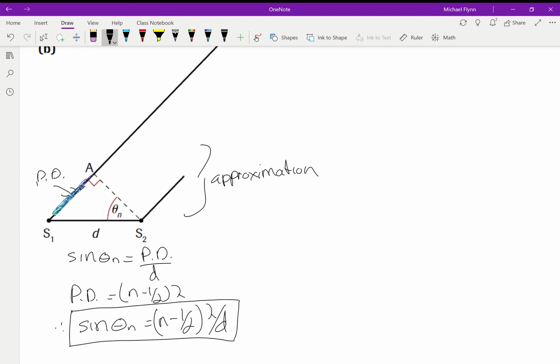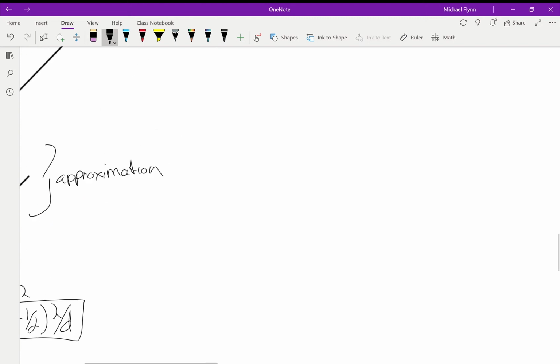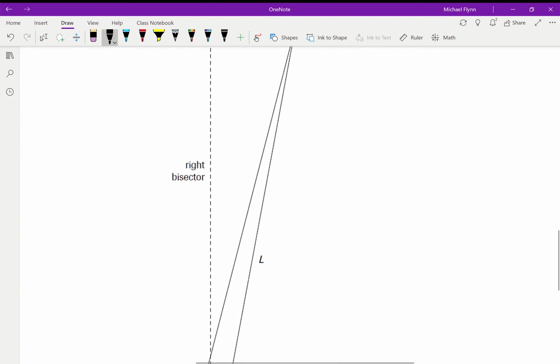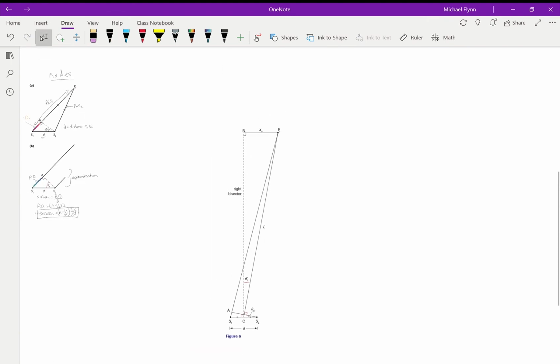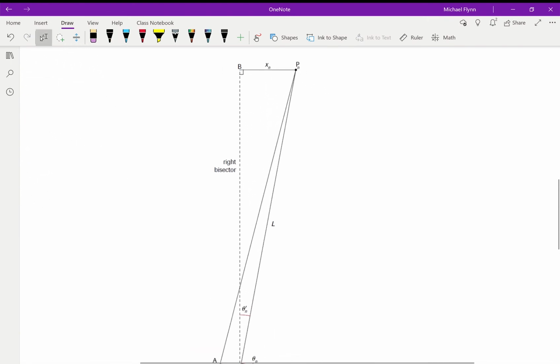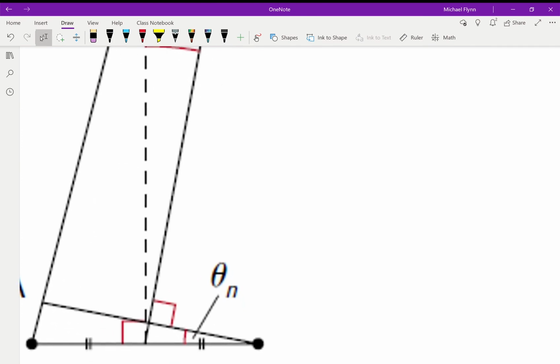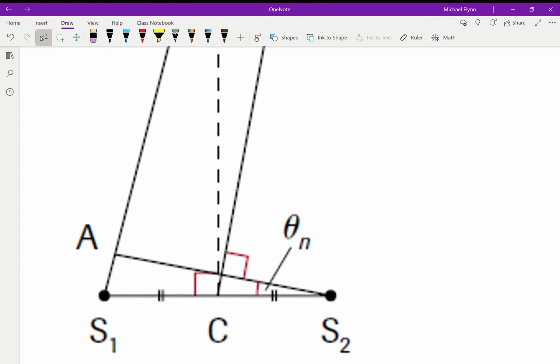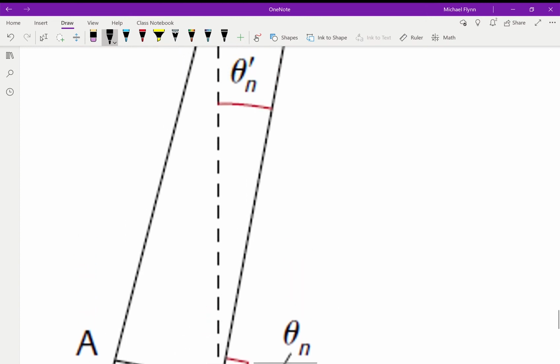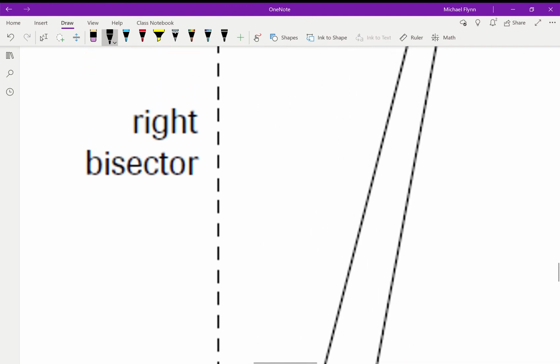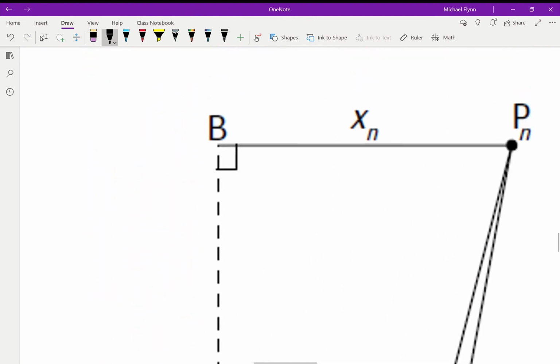Okay. Now, there is another formula that comes up, and this one's actually super useful, where they do it like this. Let's say you construct this picture. So here's our two sources. Here's our little triangle that we just constructed at the bottom. There's theta n. And then what they do is they construct what's called a perpendicular bisector down the middle, or the right bisector.